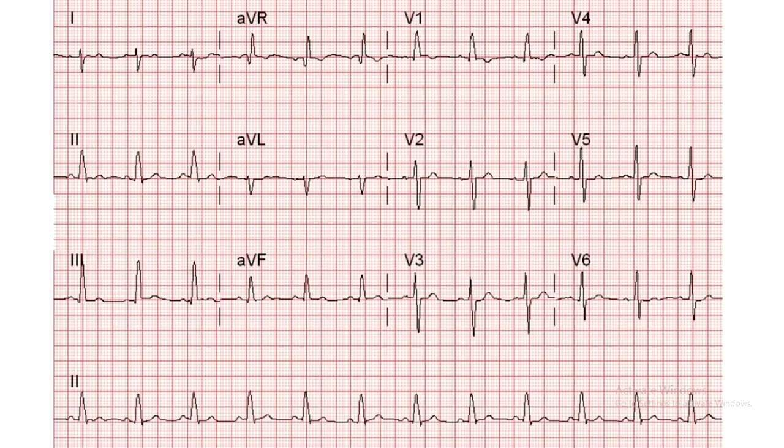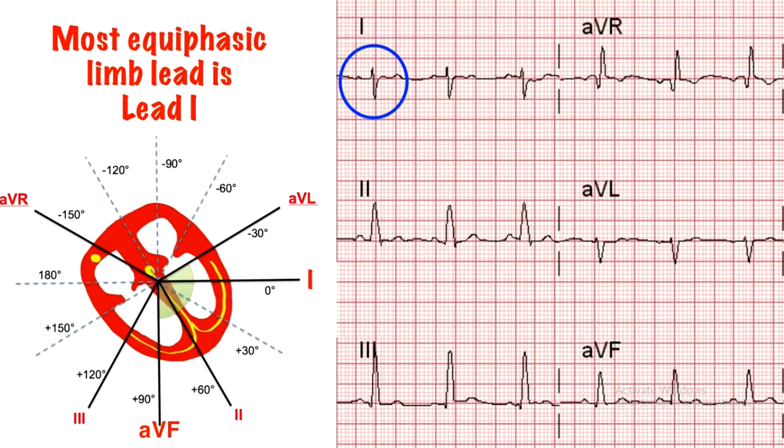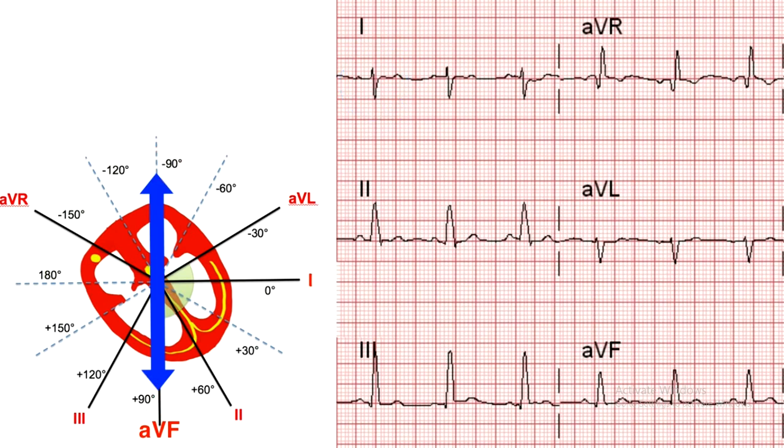So let's do that again with a 12-lead ECG. The most equiphasic lead is lead 1, so the impulse must be travelling at 90 degrees to this, which means either plus or minus 90 degrees. Looking at the lead on this vector, lead AVF, we can see that the impulse is travelling towards it. Therefore the cardiac axis must be plus 90 degrees, which is just about normal but close to right axis deviation.